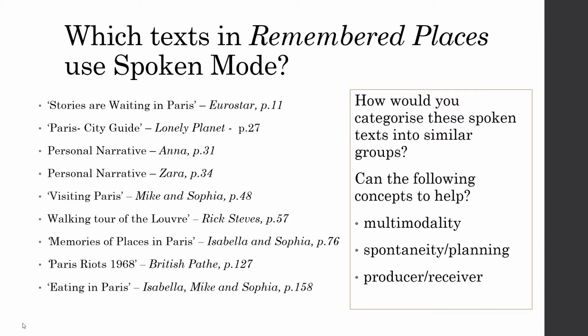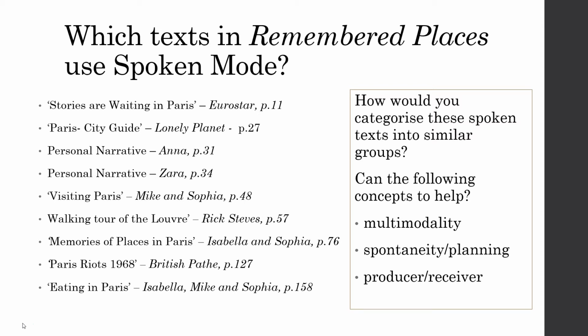Okay, a task for you now is to look at this range of, I think we have 9 texts which are transcribed in remembered places. The task for you now as you pause this video is to categorize those texts into similar groups. I think they can be meaningfully categorized into 3 groups. There are, of course, other ways of categorizing them, and you may find another method of doing. You won't have to read the full text in order to do this task. You'll only need to read the opening paragraph, or to get a sense overall of the text.